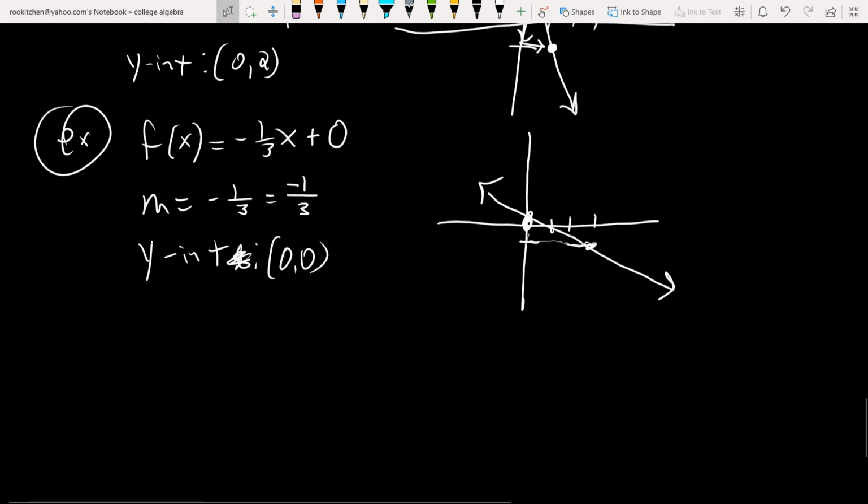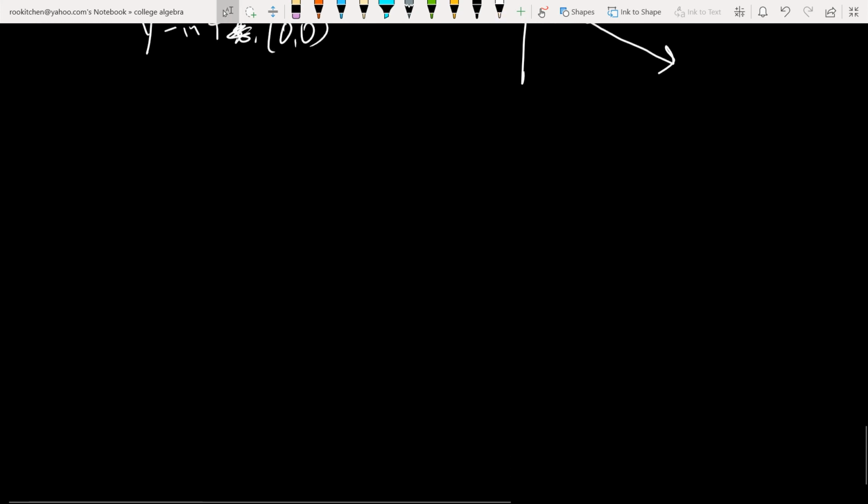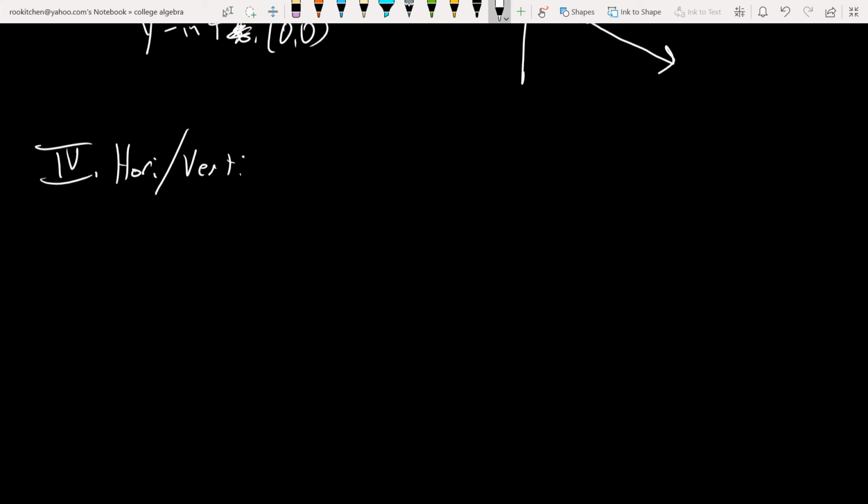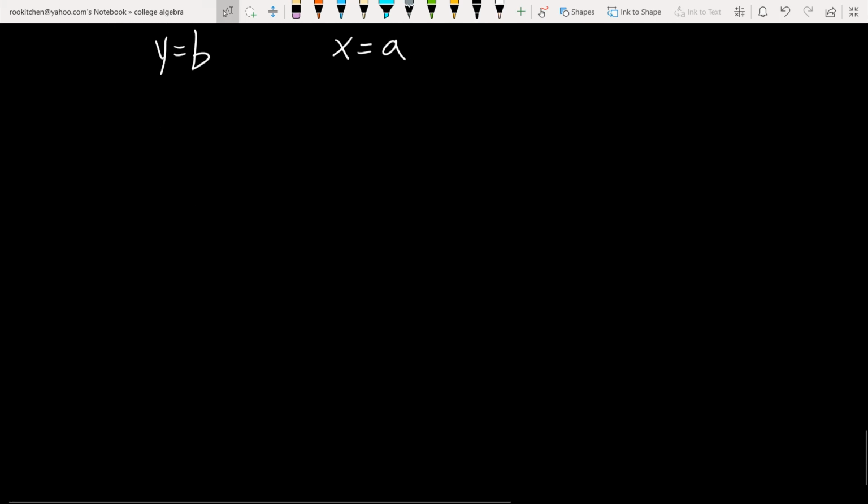Horizontal and vertical lines, we got to draw those characters every once in a while. And they take sort of a special kind of look to do these. So for the horizontal, you're only going to see one variable, right? And it's going to be the y variable. So you'll have some expression like y equals b. For the vertical, it's going to be an x expression. So you'll have something like x equals a. Okay, so let's look at an example.